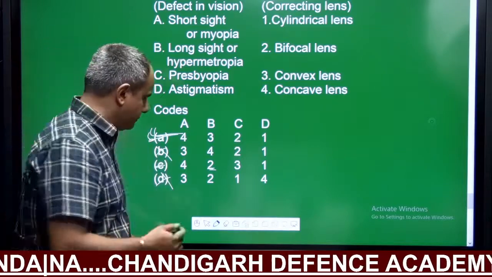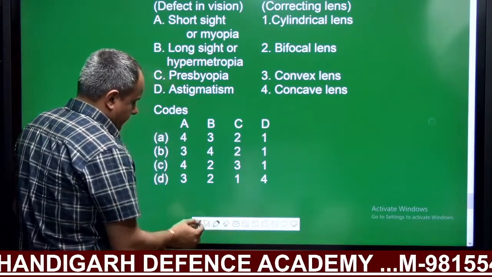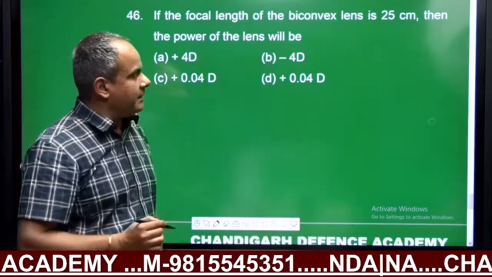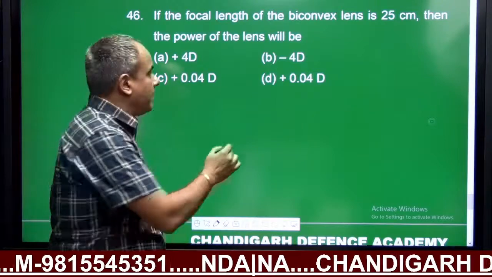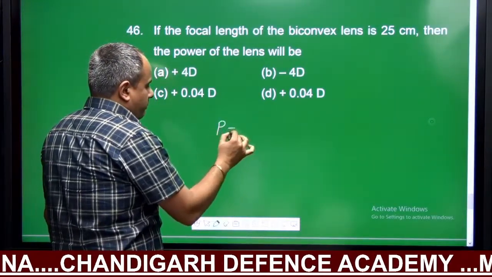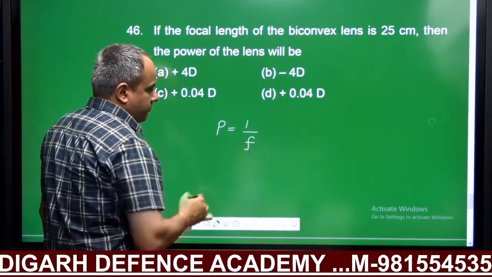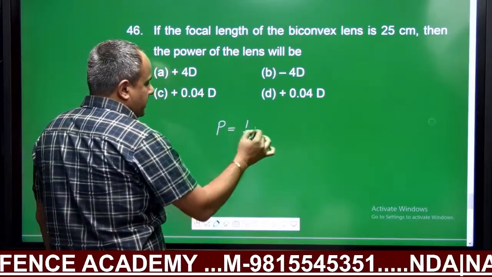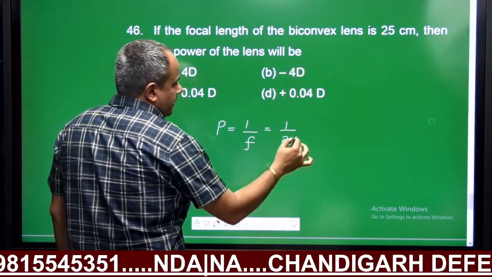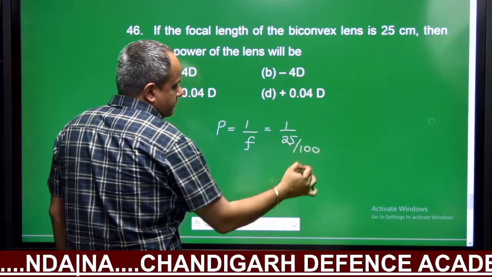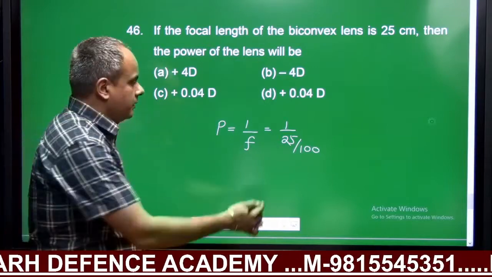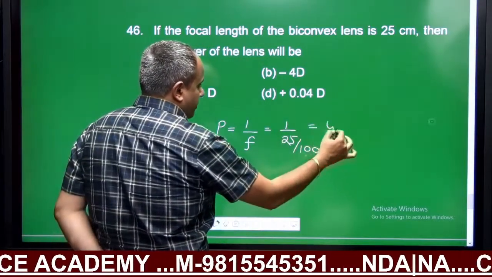चलो, आइए जी, नेक्स्ट क्वेश्चन आइए. If the focal length of the biconvex lens is 25 centimeter, then the power of the lens is. We'll calculate it. We know power of the lens is given by 1 by f. But please understand, diopter is an SI unit. Focal length is given in 25 centimeter. It needs to be converted into meters. So I am converting it into meters. ये 100 जाएगा ऊपर, आंसर आ गया 4.